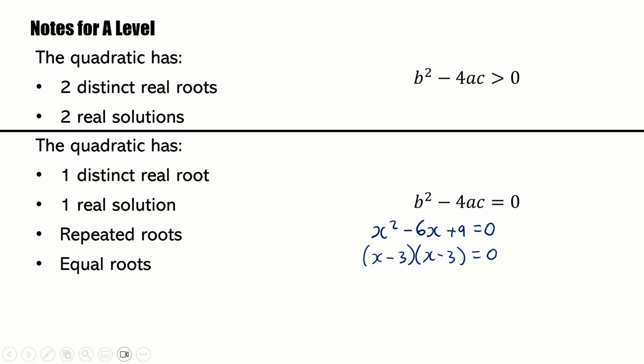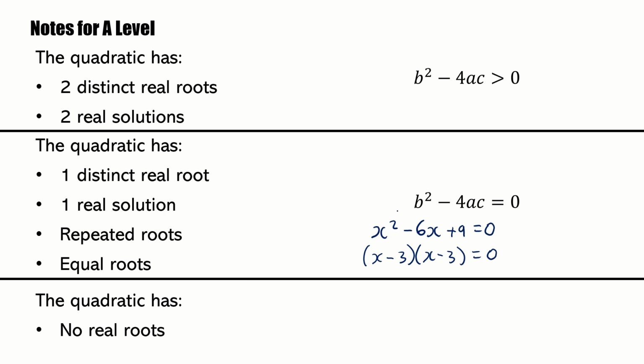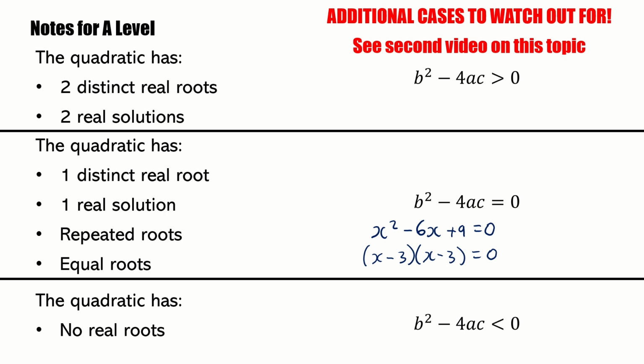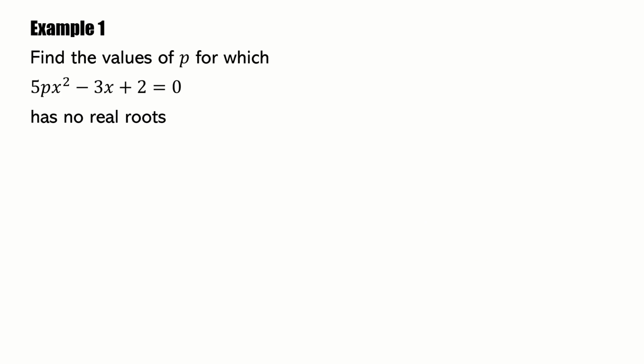And then the third and final scenario is the situation where there's no real roots, because that tells us that b squared minus 4ac must be less than 0, because you can't square root a negative number and get a real result from it. Cool. So that's what you need to be on the lookout for. However, actually, there are more things you need to be watching out for, but because this video is already going to be long enough as it is, we'll save that stuff for a second video on the discriminant, so do stay tuned for that. So let's take a look at some examples.